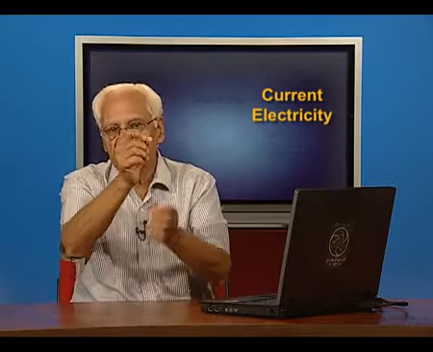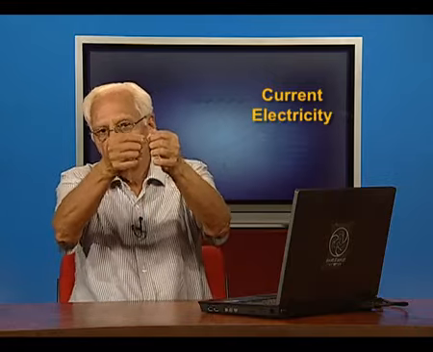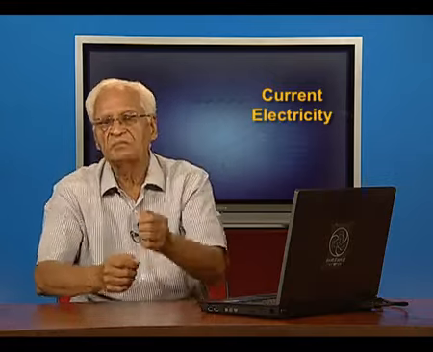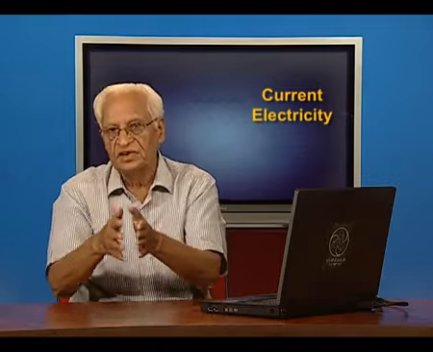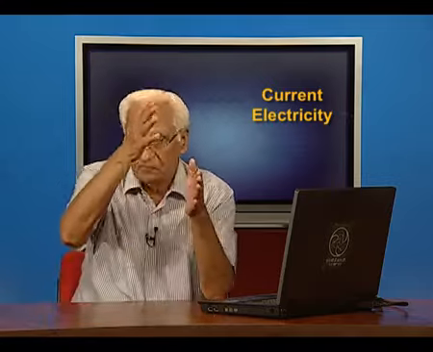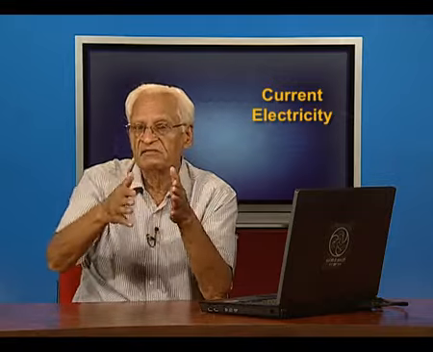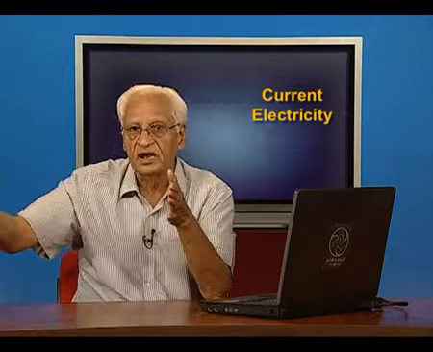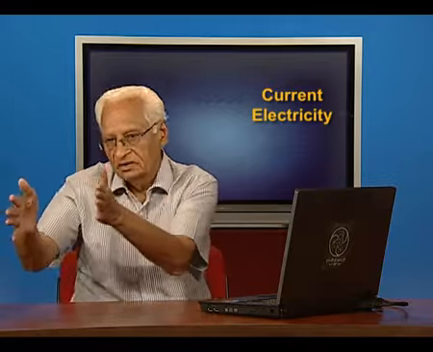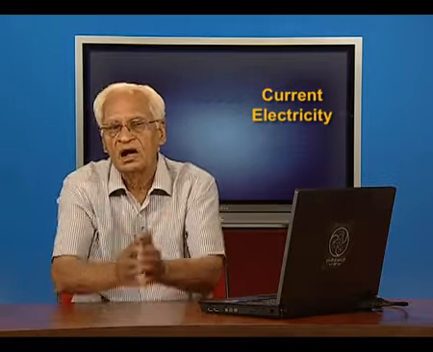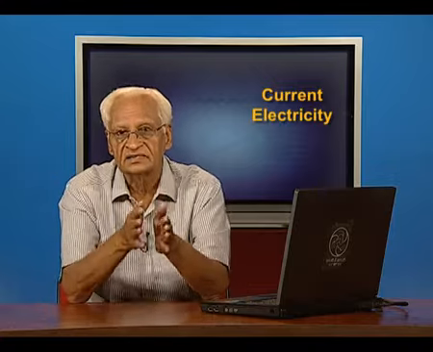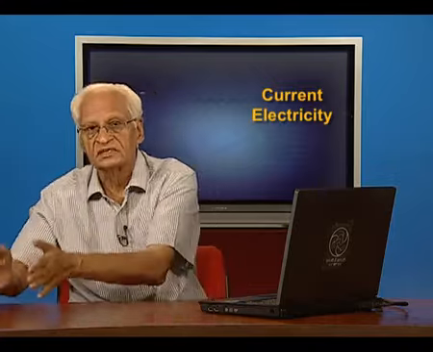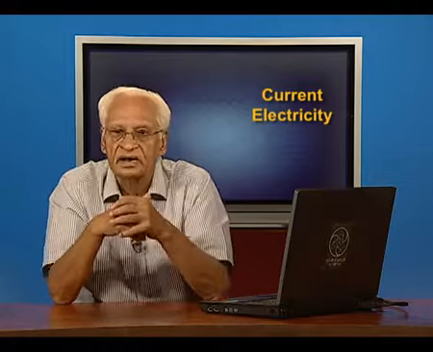When they are parallel, it means that there is a division of current through two resistances, and the effective value is given by 1 by R effective equal to 1 by R1 plus 1 by R2 plus 1 by R3 and so on, and we can work out what R effective would be. The net result is that R effective is less than either of the resistances in a parallel arrangement.